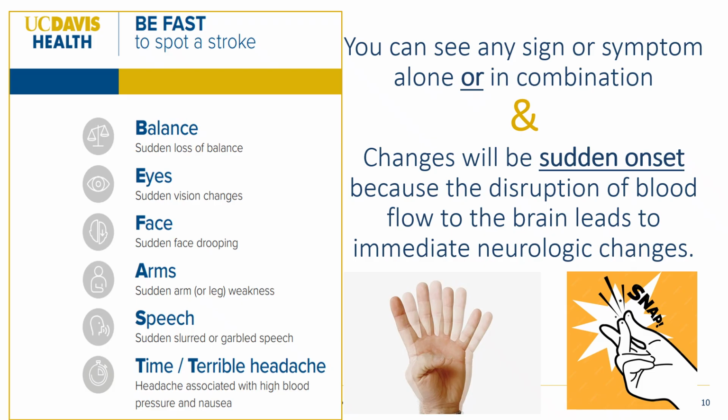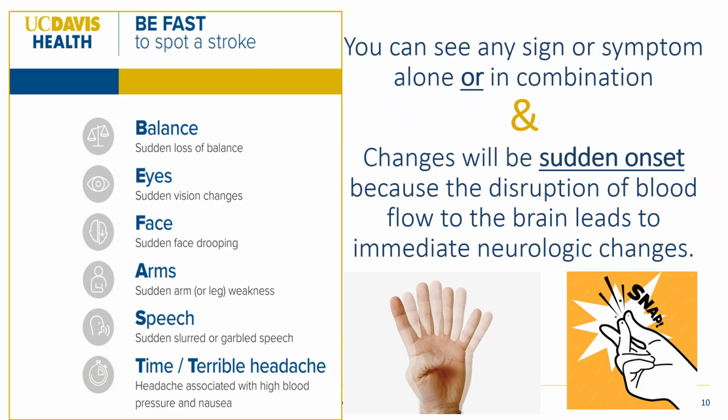You can see any one of these BFAST signs and symptoms by themselves or in combination together. Again, it depends on where the bleeding is happening in the brain in hemorrhagic strokes, or where the blood vessel is blocked in ischemic strokes, that will lead to specific signs and symptoms. All these signs and symptoms will be sudden onset. They won't be chronic problems getting worse over months or years.